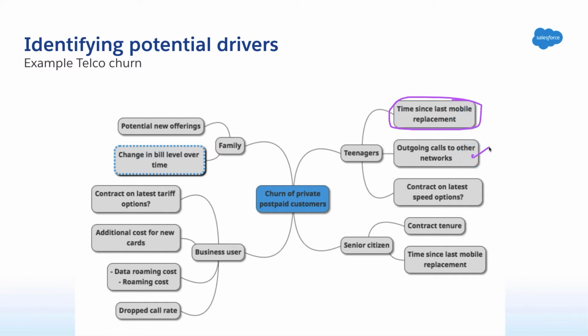And how many calls they make to other networks, let's say, or do they have the latest speed options? What about senior citizens? How long they've had this contract? Again, time since last mobile replacement, and so forth. If you go on the other side, now that I've gone from the business statement, what is the problem I'm solving? What is the variable I'm trying to handle? But within the context, what are the things I'm trying to specify?